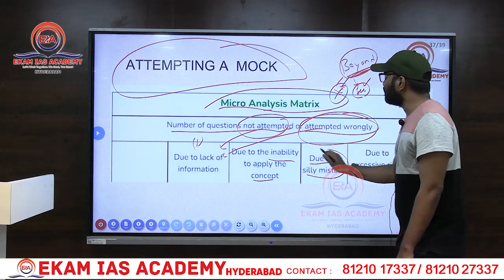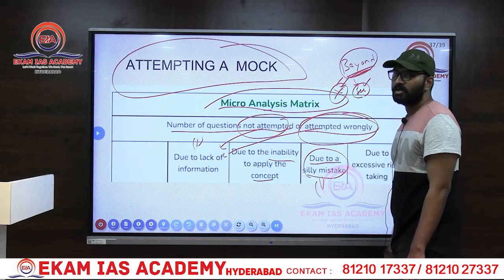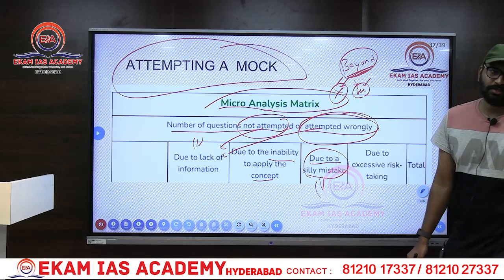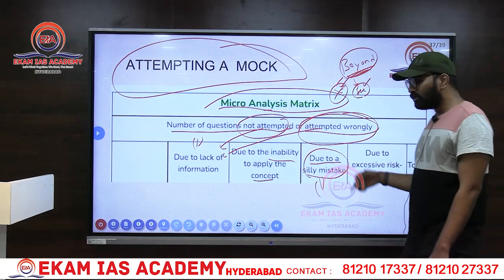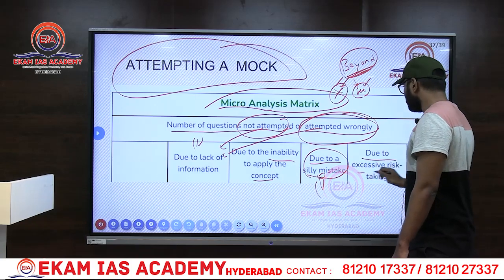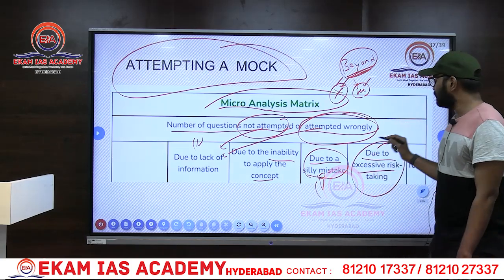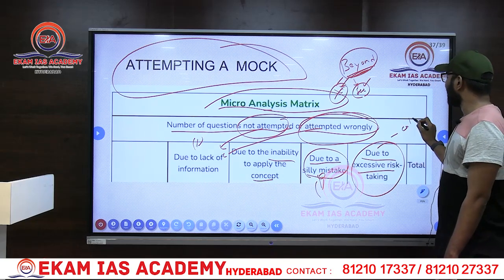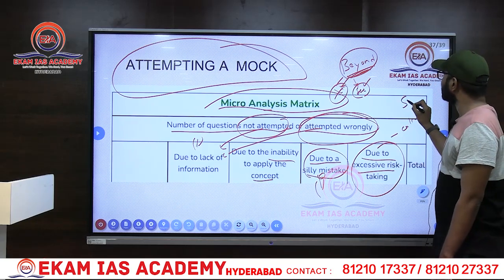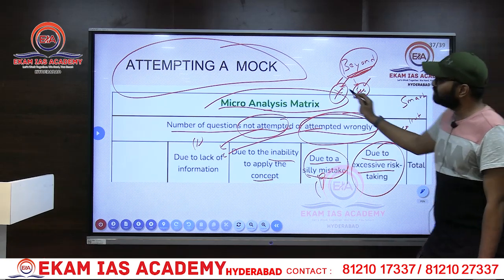Next, silly mistakes. Most of the people will fall into this round, I think, because when you have studied for 2 to 3 years, most people know the things, but they fall into this trap. Then excessive risk taking. This risk taking should also be calculative and smart. So for that, what you need to do?